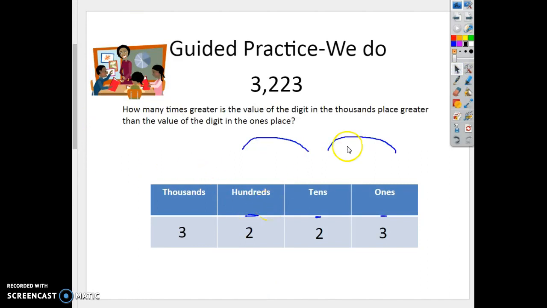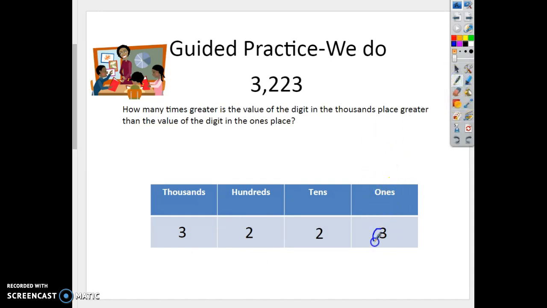Alright, so with this one, it says how many times greater is the value of the digit in the thousands place than the value of the digit in the ones place. So I want you to pause the video right now and then solve it on your scratch paper and then hit play when you have solved it. Alright, so hopefully you solved it.